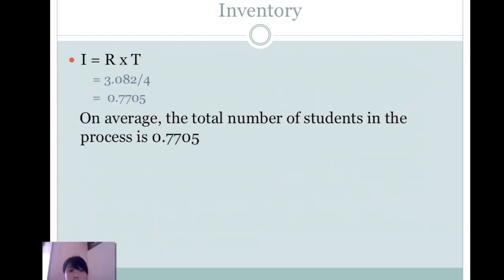And for inventory, once we have computed the total time and we have the rate, which in this case is 1/4, you are able to calculate the inventory. So on average, the total number of students in the process is only 0.7705. It's not even equivalent to 1.